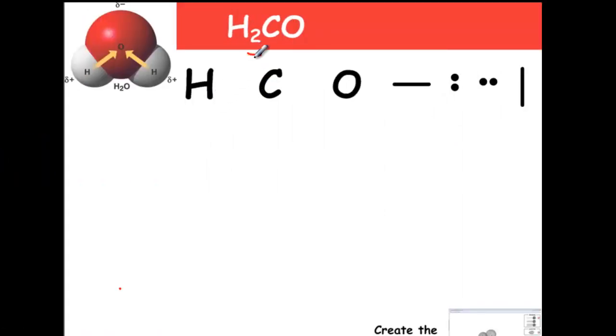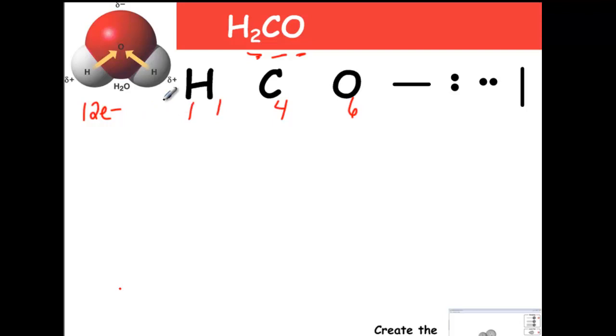So here we have 2 hydrogens, 1 carbon, 1 oxygen. There's not a single metal in sight. No one's going to donate electrons. Each hydrogen only has 1 electron. Carbon has 4, oxygen has 6. And they look at each other and they say, let's pool our valence electrons. Let's put all 12 of them in a little pool and we'll divvy them up so that everybody's happy.